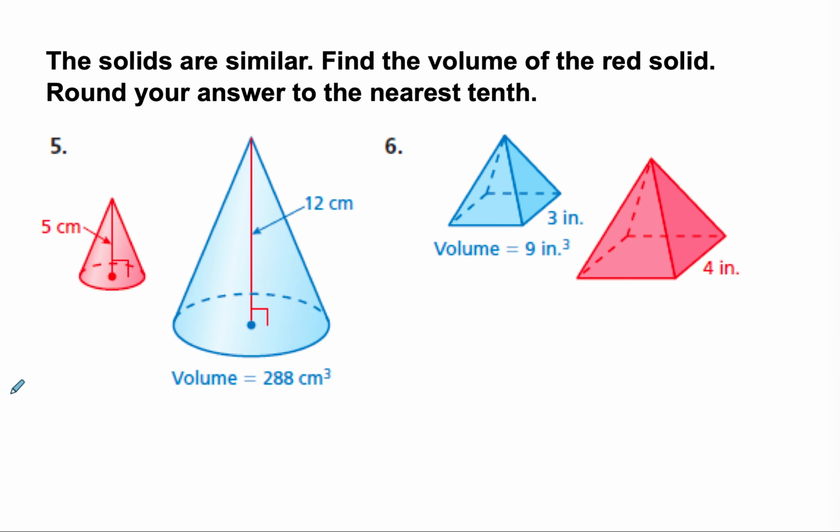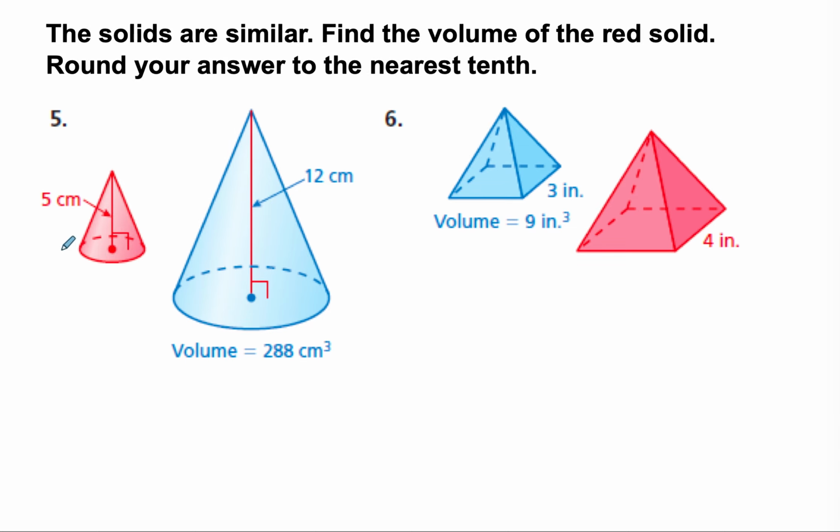All right, here are 2 to try on your own. I will help you get the first one set up before I ask you to pause the video. So here, the solids are similar. Find the volume of the red solid. Round your answer to the nearest tenth. For these 2 cones, I'm going to put the first one on the top. 5 over 12. This is a volume problem, so we're going to cube our ratio. 5, I don't know the volume. For 12, the volume is 288. Now go ahead and pause the video, finish problem number 5, and then do problem number 6.